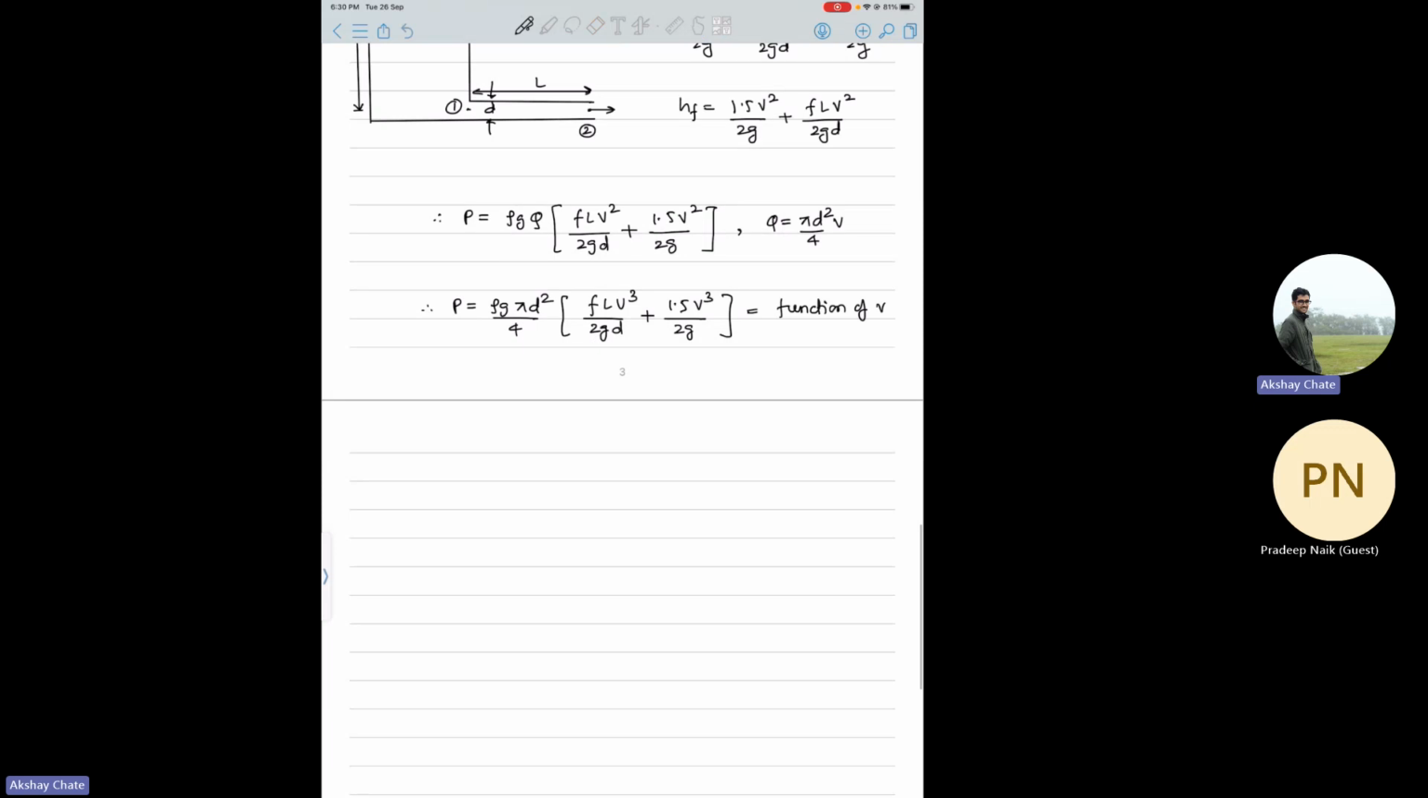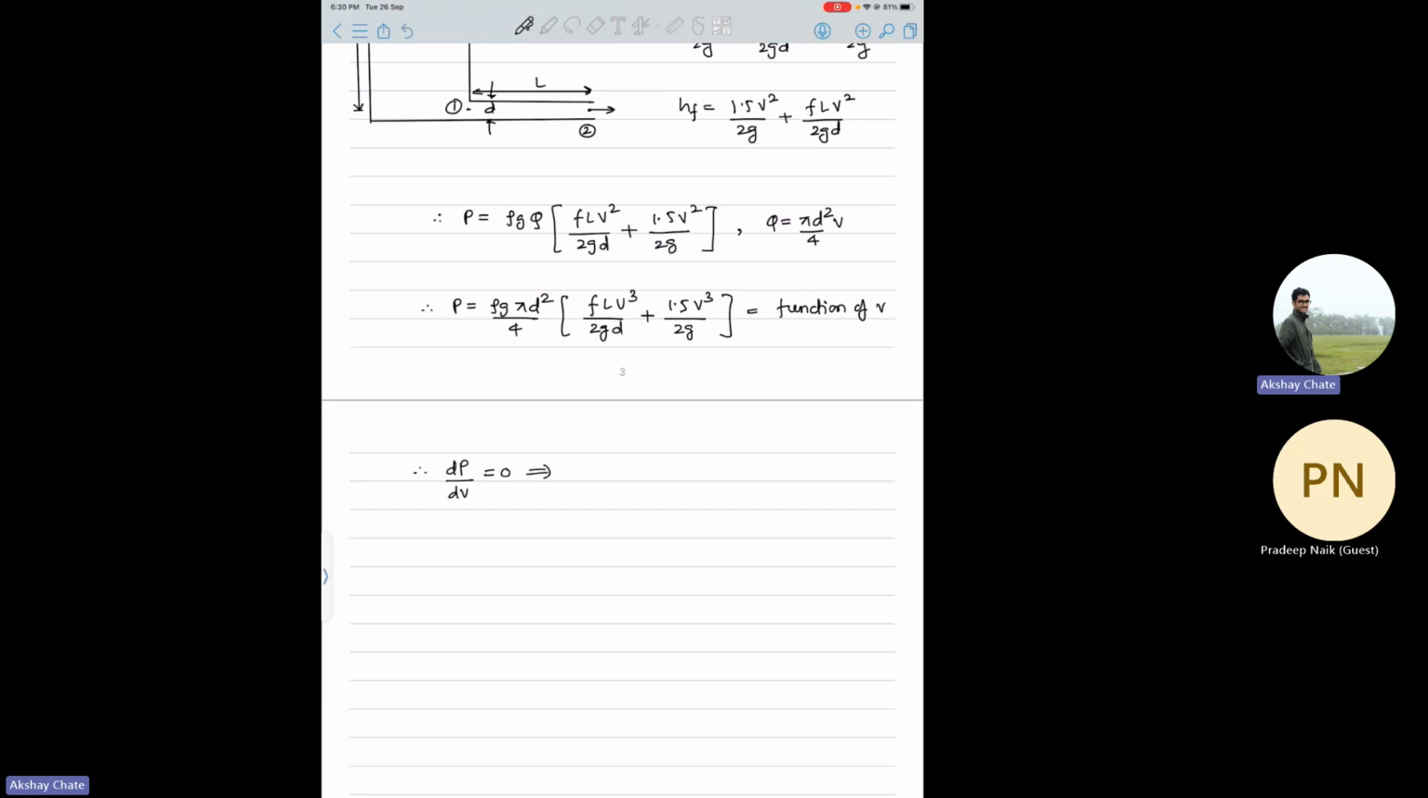So we know from our maths that if you want to find out some maxima or minima of a particular function, you take the derivative with respect to the variable that is controlling that function, equate it to 0, and then you check the second derivative. If that is negative, then it's a maxima. If the second derivative is positive, then it's a minima, right? So we'll do that here. We'll take the derivative of power with respect to the velocity.